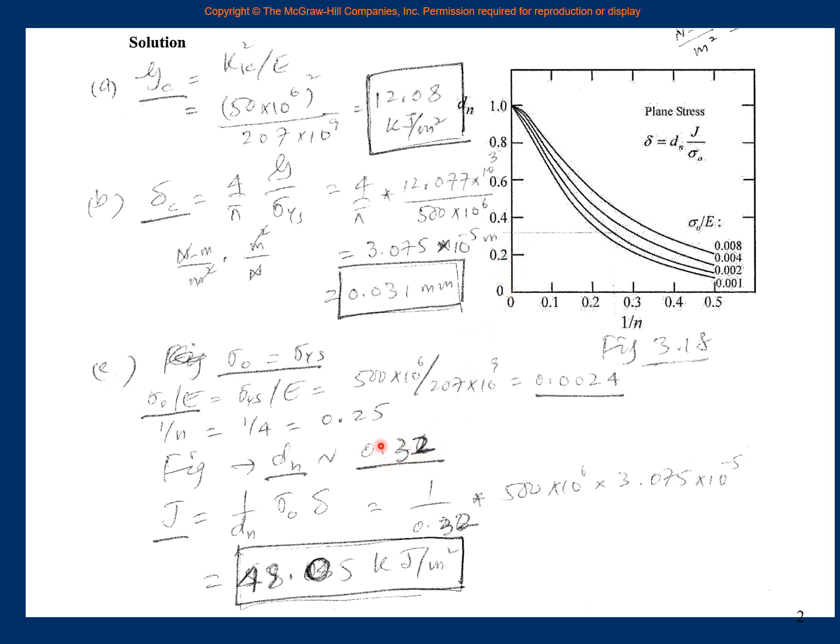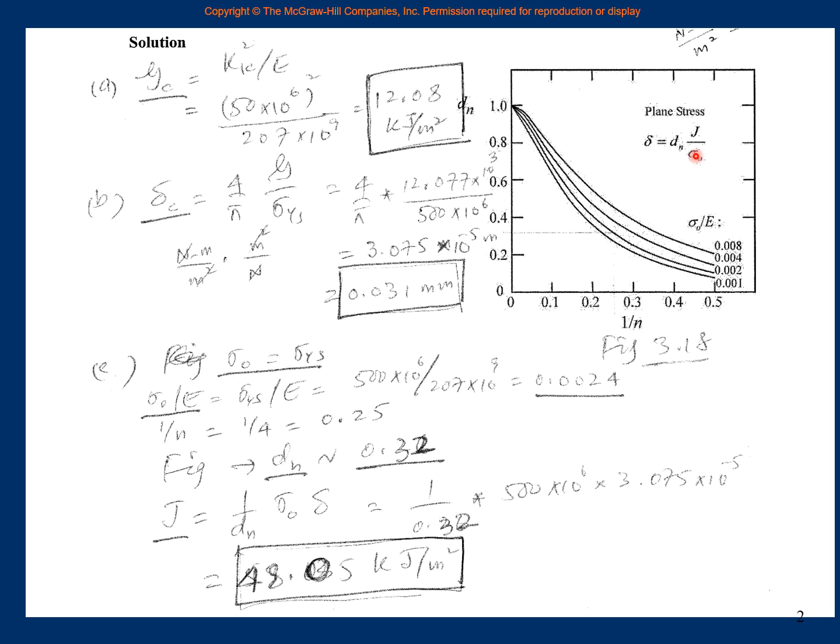You can be slightly different, but you can't be 0.25, you can't be 0.8. So roughly here, around 0.3. So I have taken dn to be 0.32, and that's it.